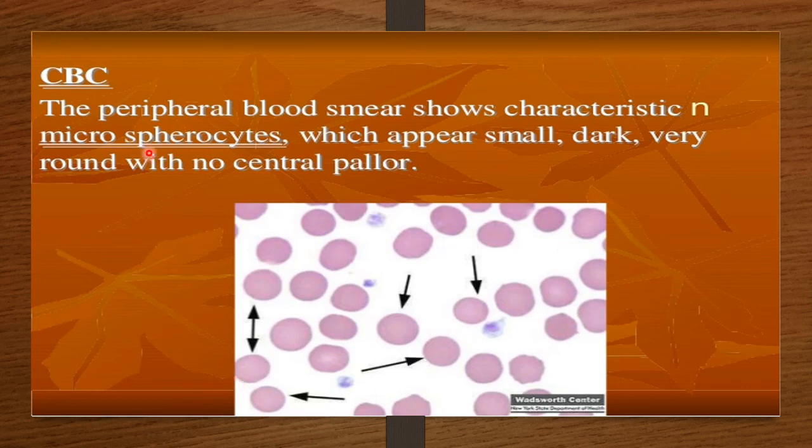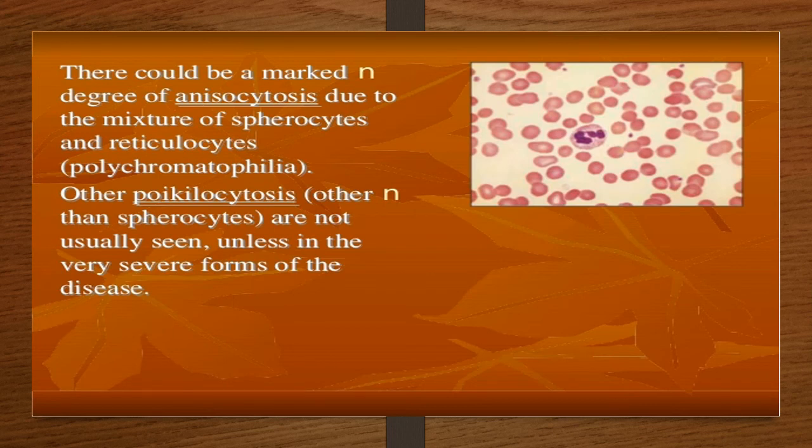These come from the complete blood count. The peripheral blood smear shows characteristic features like microspherocytes, which appear small. You can see here microspherocytes which appear small. They are darkly stained and very round with no central pallor area. The cell is equally stained overall, which shows that there is no central pallor. There is a marked degree of anisocytosis, which is a variation in the size, and reticulocytes give a polychromatophilic feature.